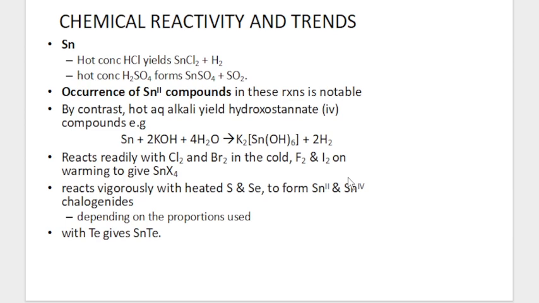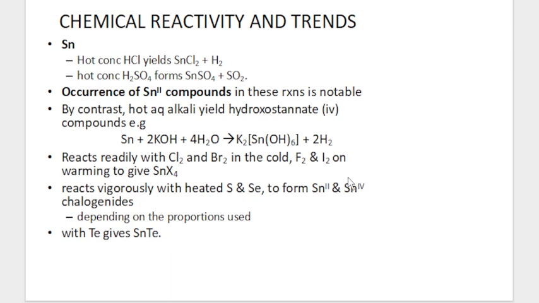By contrast, hot aqueous alkalis yield hydroxostannate(IV) compounds. That is to say, when tin reacts with alkalis in hot aqueous solutions, it tends to form these stannate(IV) compounds and give off hydrogen gas.